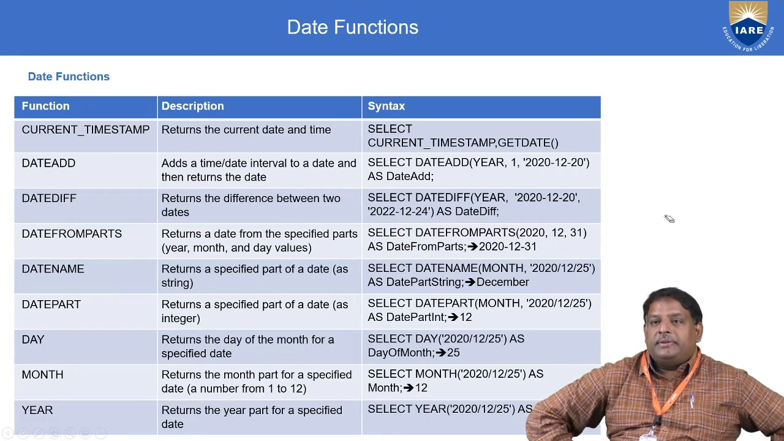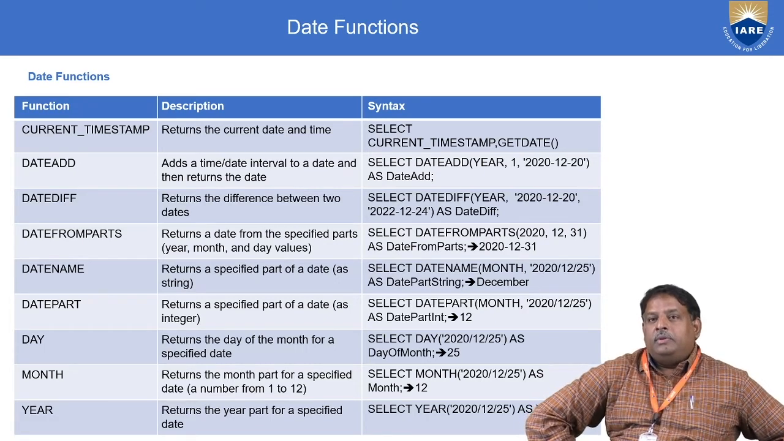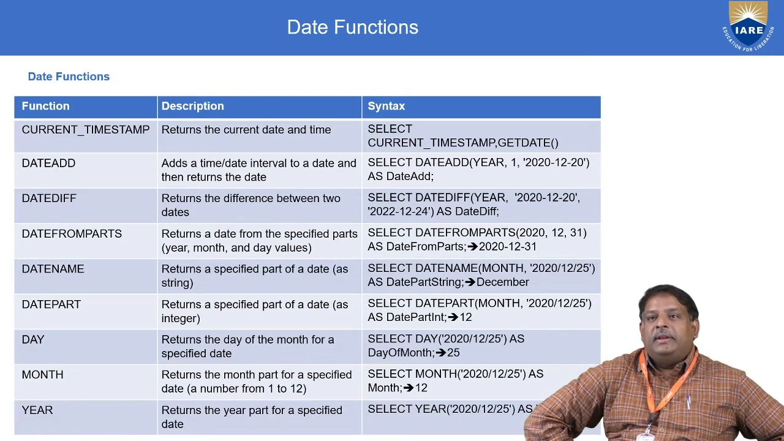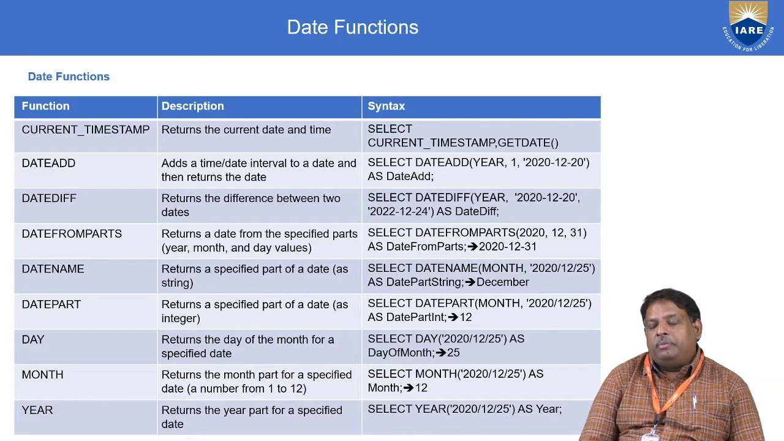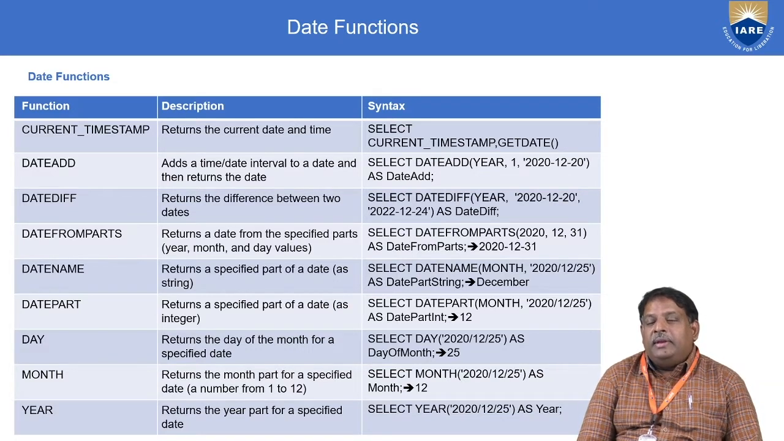Next, date from parts. Returns a date from the specified parts. Now you have provided year, month and day, and now we want to use the date from parts. You provide these three values to the date from parts. It will give the given date in the format of, like, yyyy-mm-dd. That is date from parts.